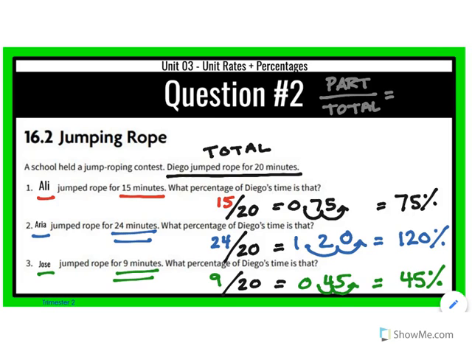So in order to calculate the percentages for each of these students, each of these classmates of Diego, remember we're looking at the part over the total, and we just divide using our calculators or using our magnificent big brains.